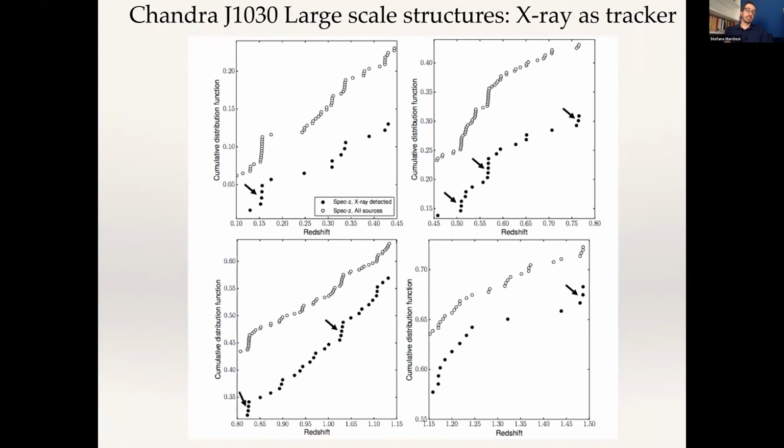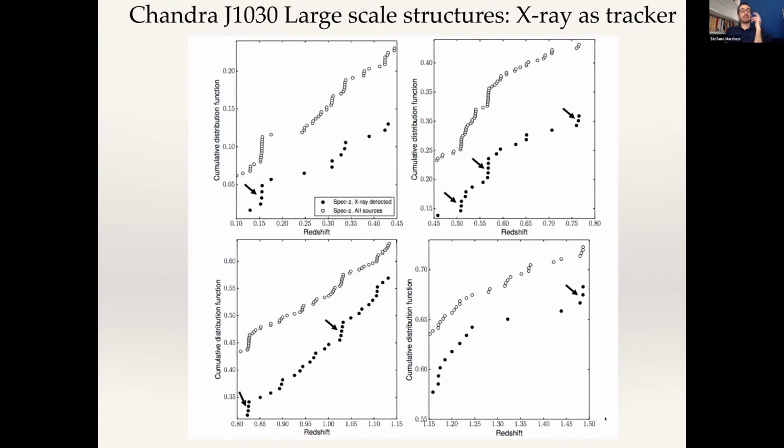The first one is the search for large-scale structures and the confirmation that X-rays are an excellent tracker for large-scale structures. In this plot, you see the cumulative distribution function on the y-axis as a function of redshift, starting from 0.1 and going up to 1.5, for both sources with a spectroscopic redshift that are X-ray detected, the black dots, and all the sources with a spectroscopic redshift in the J1030 field, the white dots.